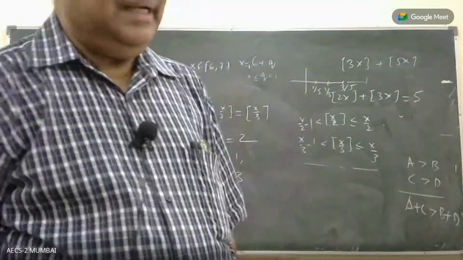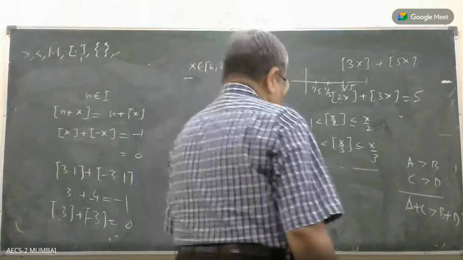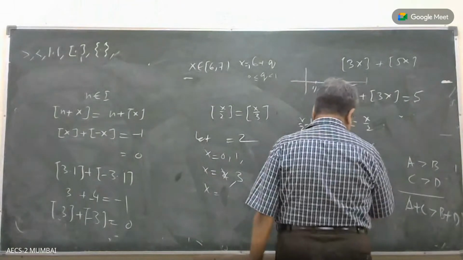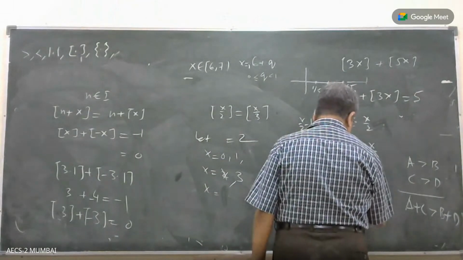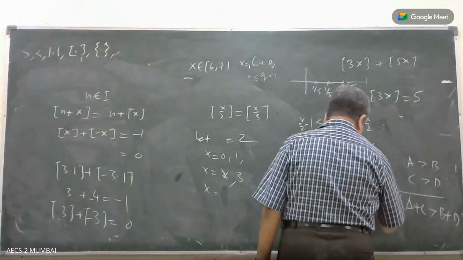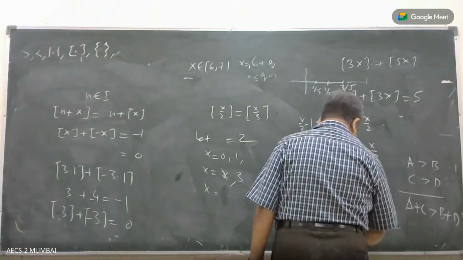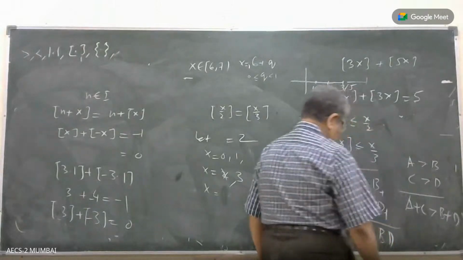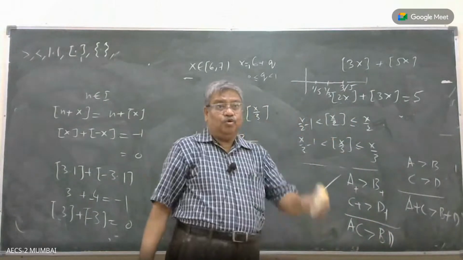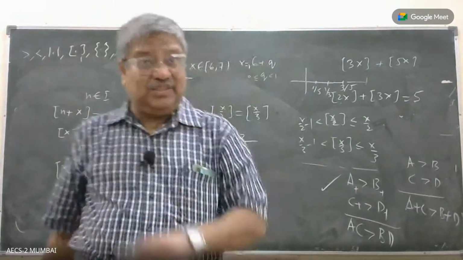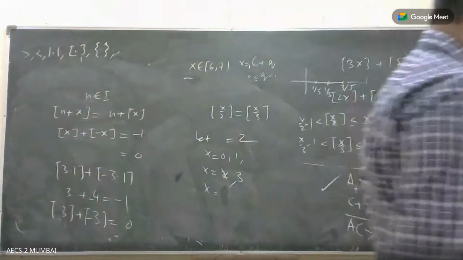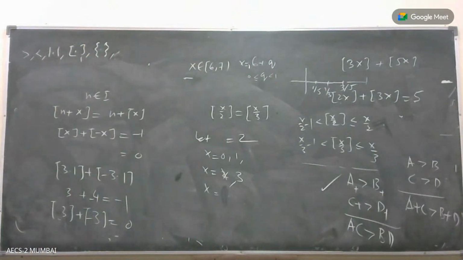Correct? Similarly, if all sides are positive, then you can multiply. You cannot subtract two inequations. You can never divide two inequations either, because this is also not commutative, dividing 1 by 2 or 2 by 1.